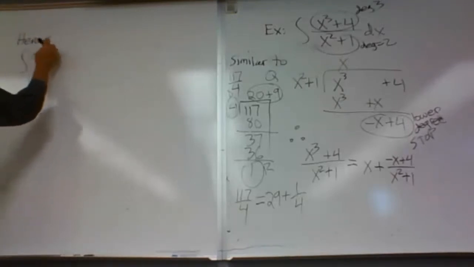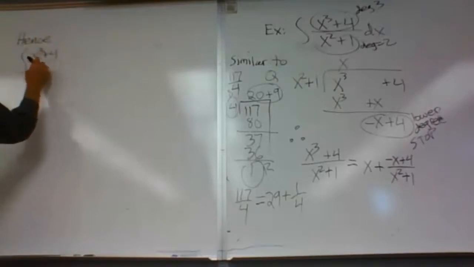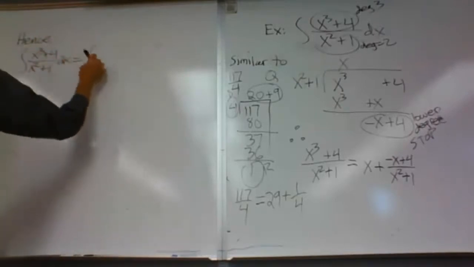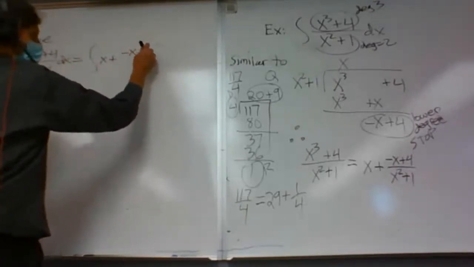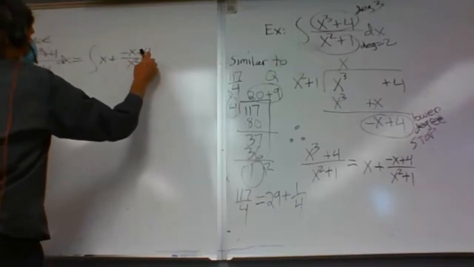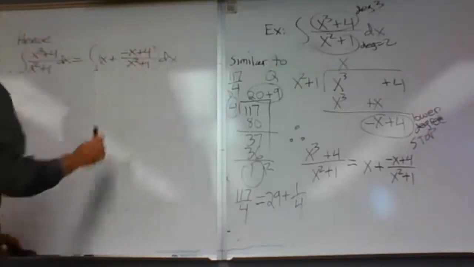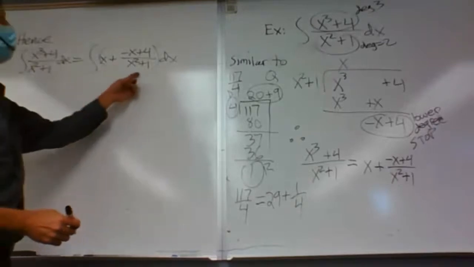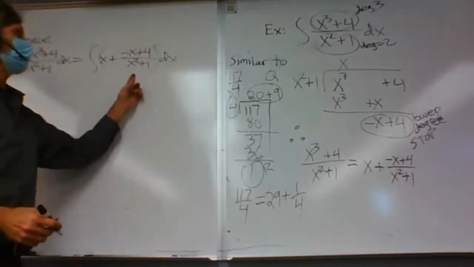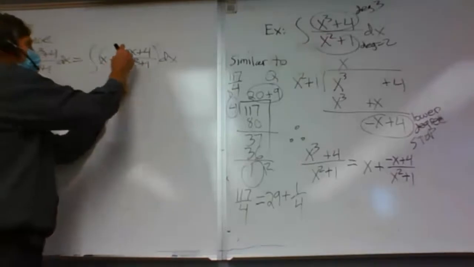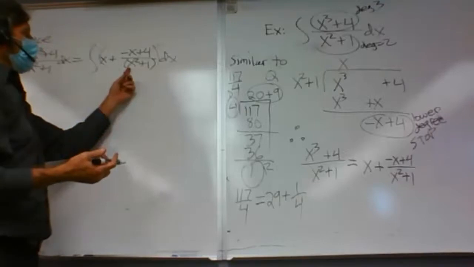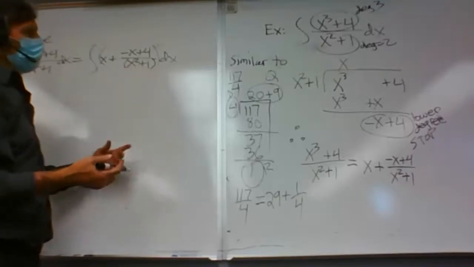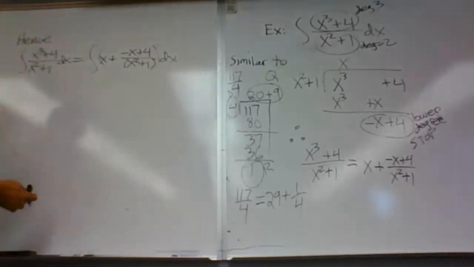All right, so hence we'll say the integral of x cubed plus 4 over x squared plus 1 is rewritten after polynomial division as the integral of x plus minus x plus 4 over x squared plus 1. And now I'd like to use partial fractions on this, but I actually don't even need to. It's already done, right? It's an irreducible quadratic in the bottom. So we're done. b squared minus 4ac is negative 4 here. It's already done.